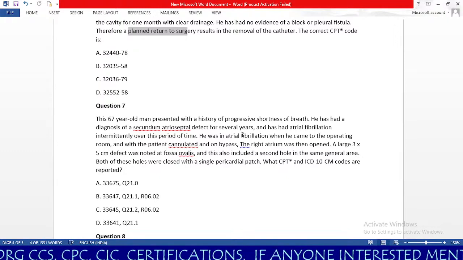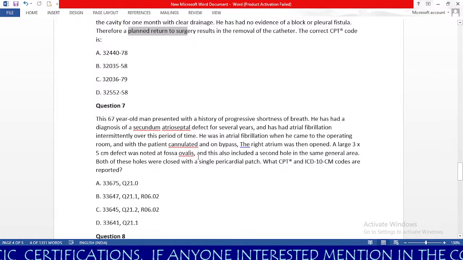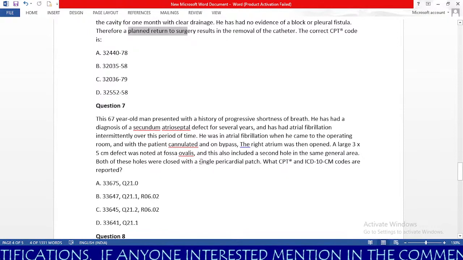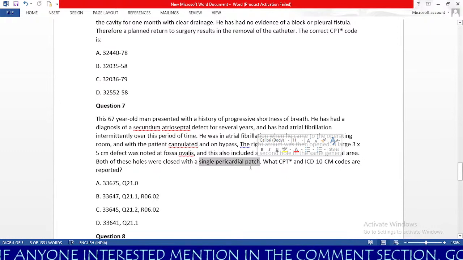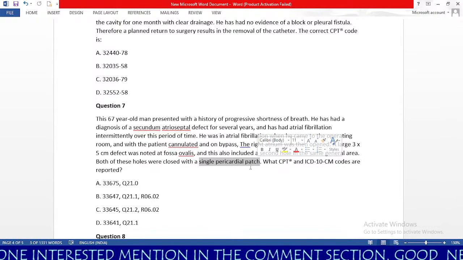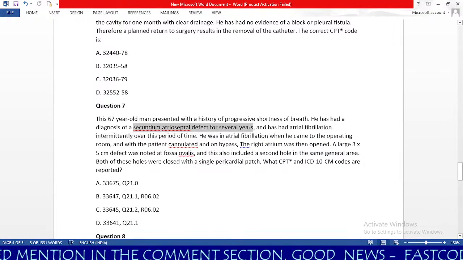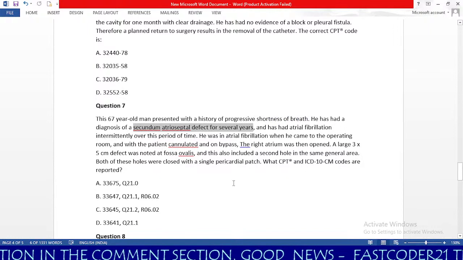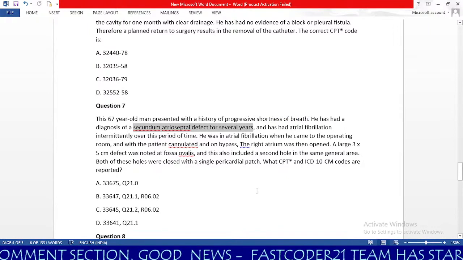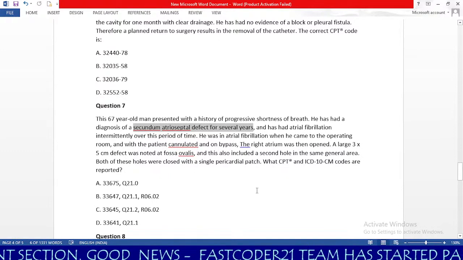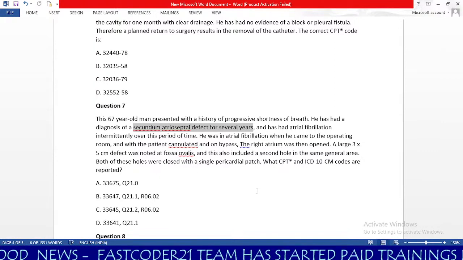Based on the documentation, the physician has used the patch. See here, he has used the patch. So here the physician performed the repair of atrial septal defect, secundum. Based on the documentation, secundum atrial septal defect for several years. So here the answer is D, 33641 and Q21.1. D is the correct answer for the seventh question. Yeah, D is correct, Anita. Lucky and Anita, D is the correct answer here.